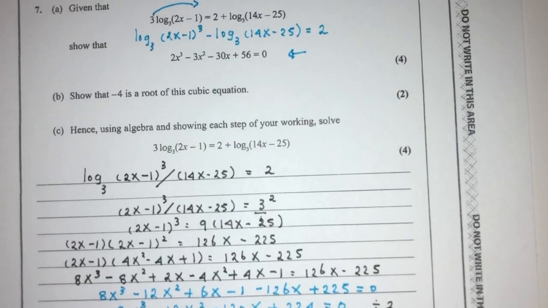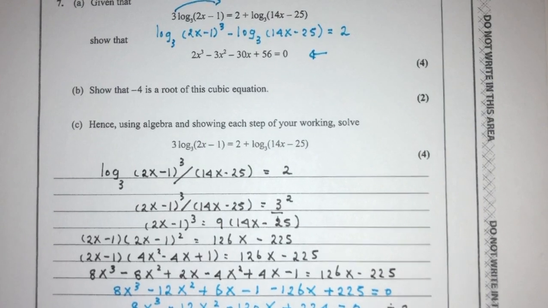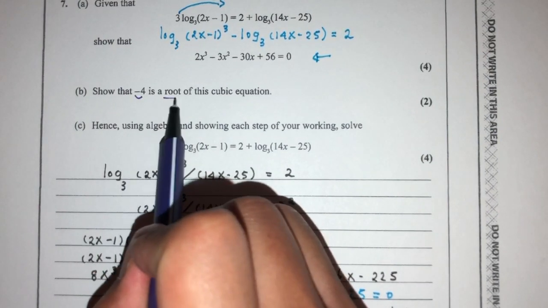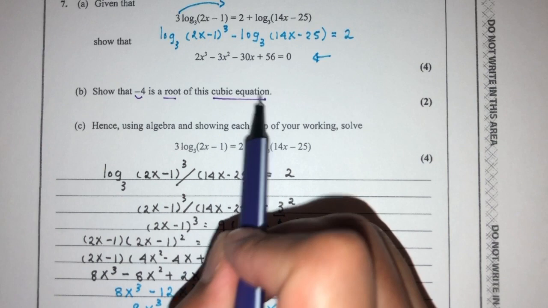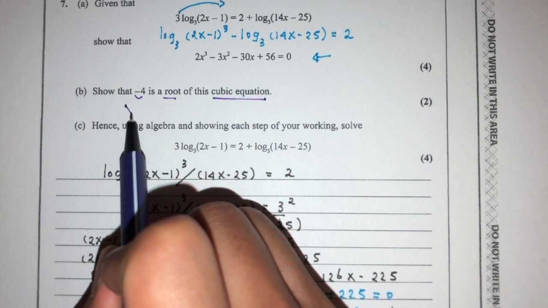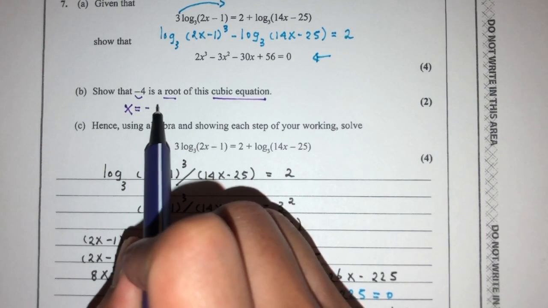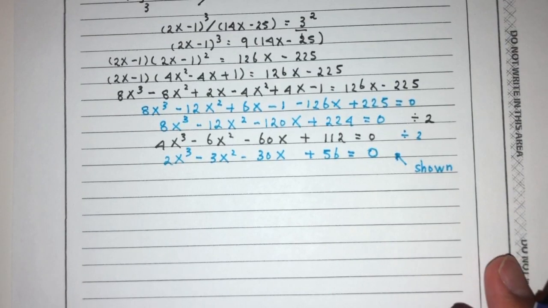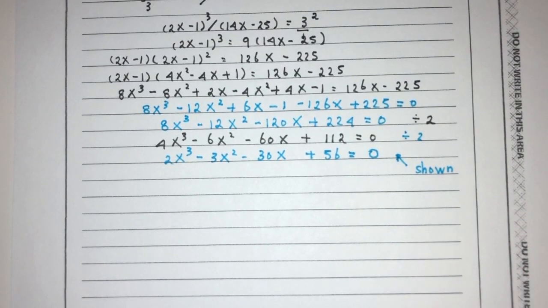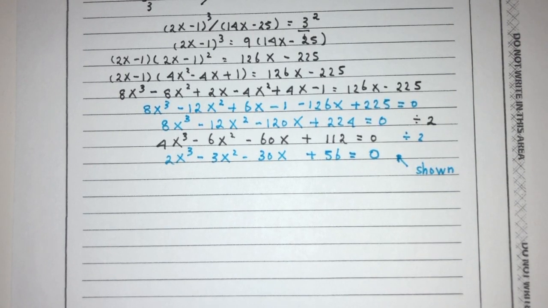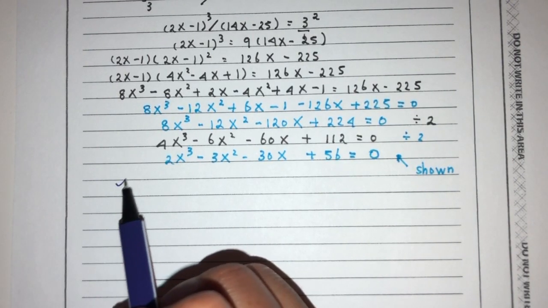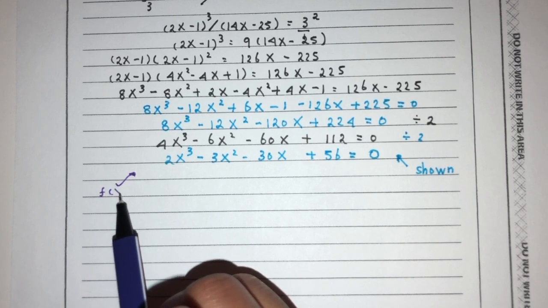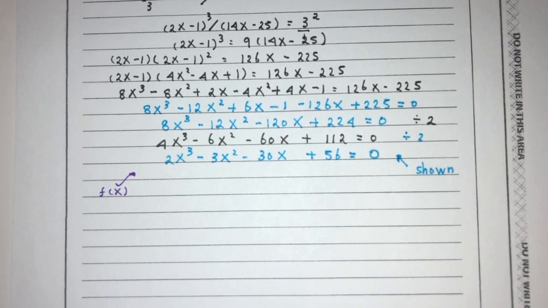Now let's move on to part B of the question. Here we have to show that minus 4 is a root of this cubic equation. Root means we have to show that x equals minus 4. Very easily we can use the remainder theorem to show that. So basically we can let f of x equal the equation or the function.